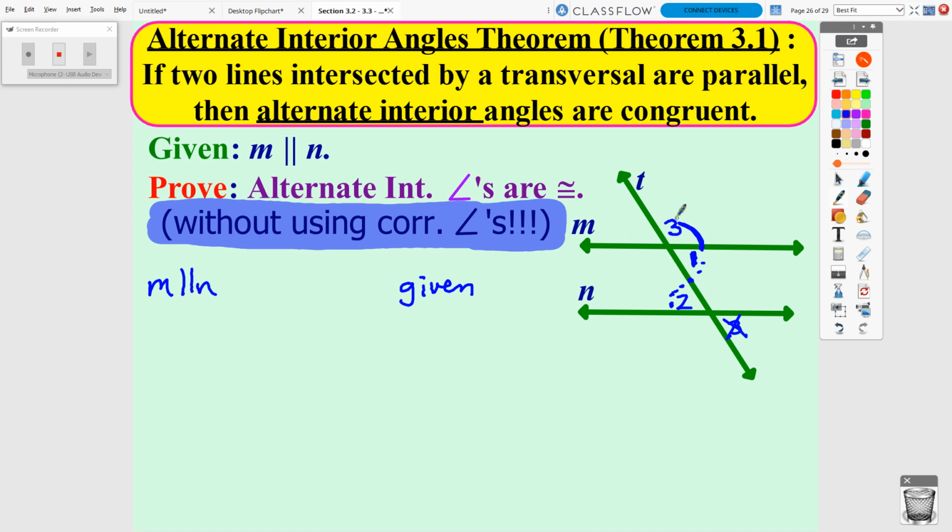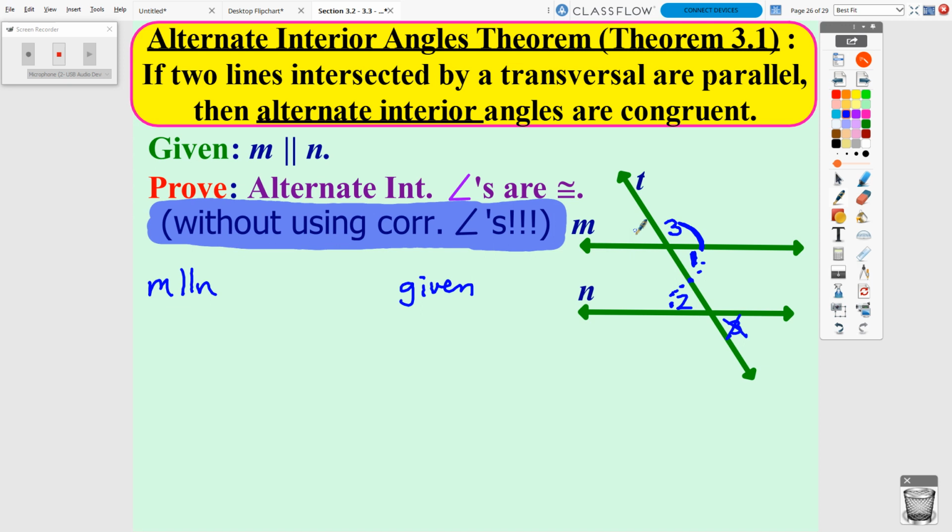Now, can I connect this angle 3 to angle 2? Angle 3 and angle 2, they just don't have a special name. So I can't connect 3 with 2 yet. But could I connect 3 to another angle, an angle 4 somewhere, that could connect to angle 2?